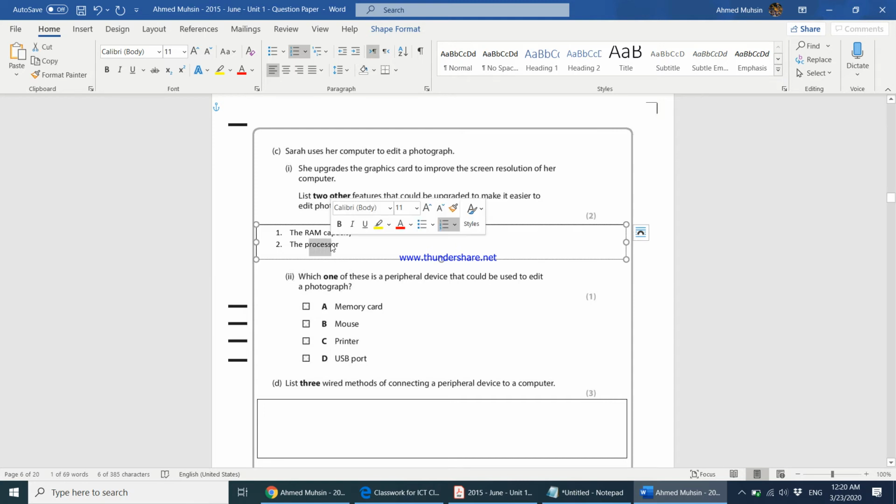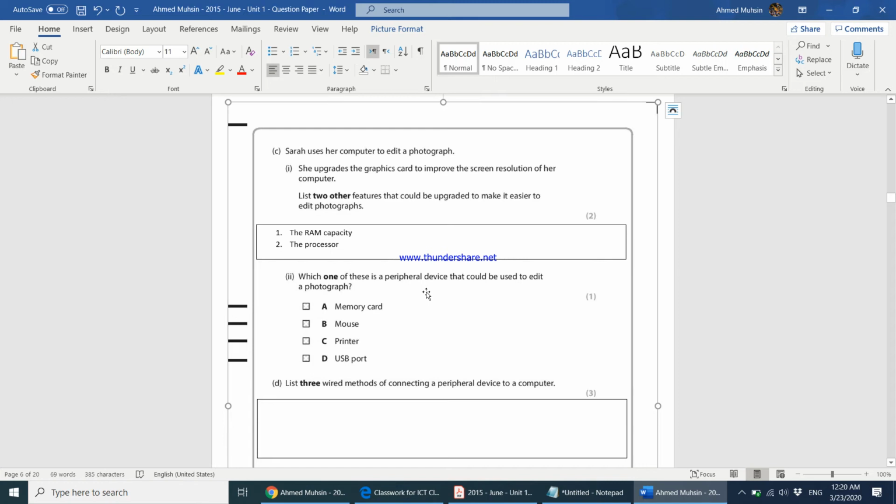Okay, then you can also talk about the storage of a computer. She can upgrade the storage of her computer. That is something else that also can be upgraded. Okay, then moving on to the next question.